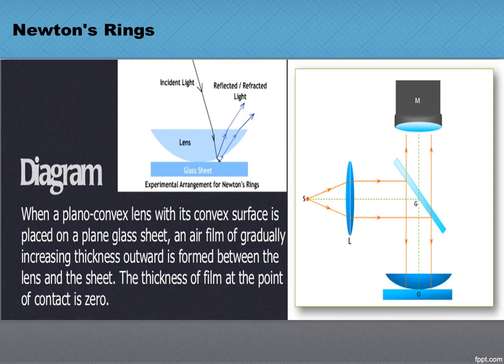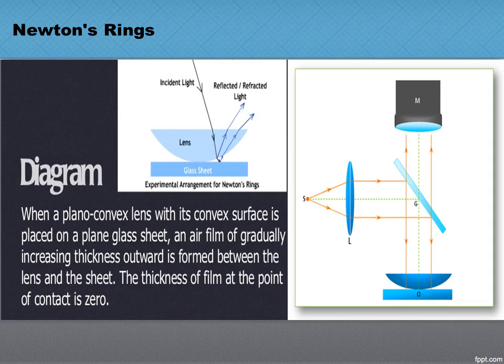Now when these rays are refracted and interfere with each other, because they belong to the same source of light, they are phase coherent, having the same frequency and wavelength, so they interfere with each other and bright and dark alternate rings are formed, which are termed as Newton's rings.